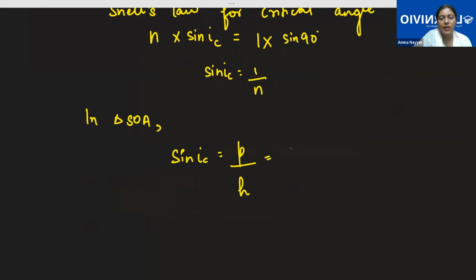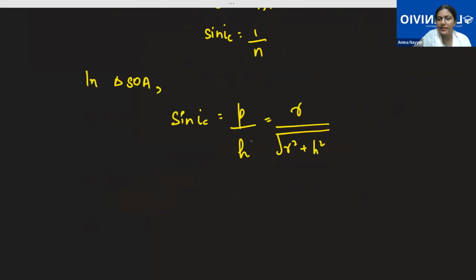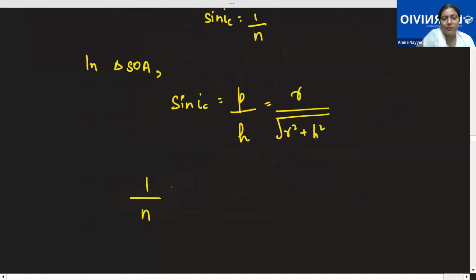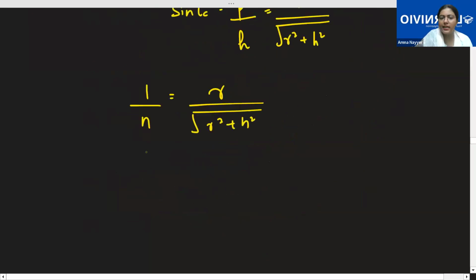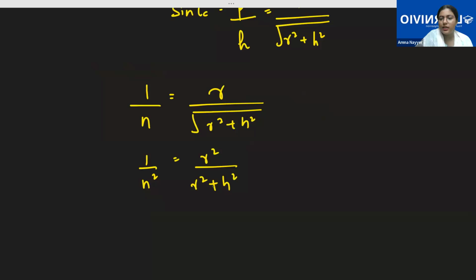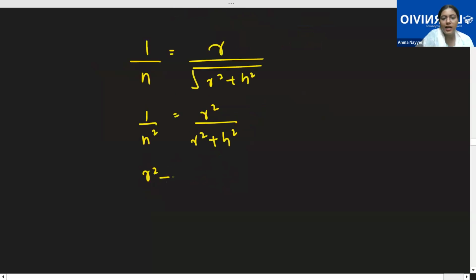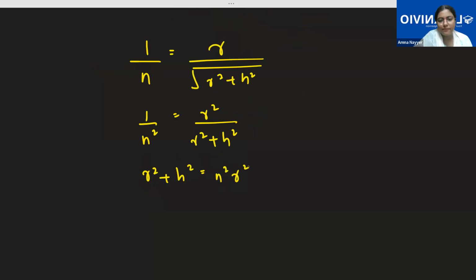This is r by under root of r square plus h square. Both of them are the same thing, sin IC. So we can equate 1 by n is equal to r by under root of r square plus h square. Squaring both sides, 1 by n square will be equal to r square by r square plus h square. We can cross multiply. r square plus h square is equal to n square r square.